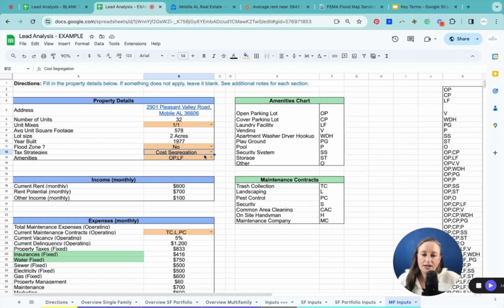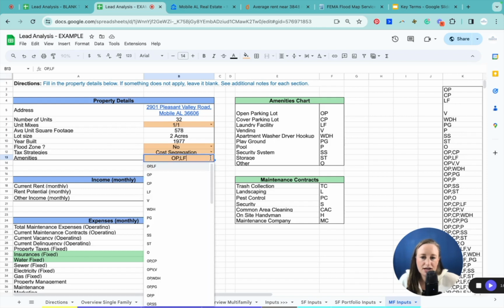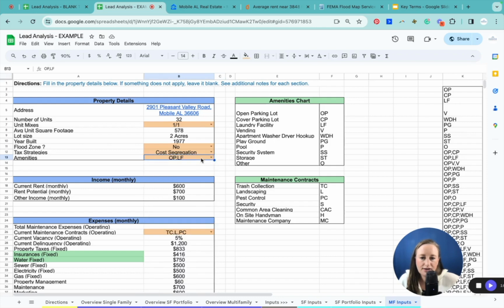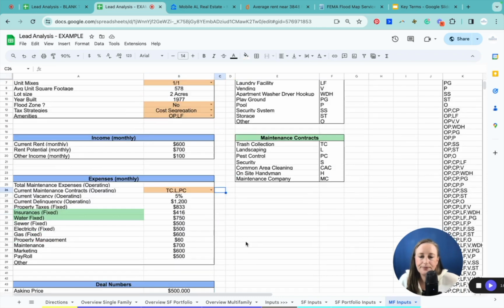For tax strategies, because it's an apartment building, we would definitely be using cost segregation for this one. And then the amenities. Whenever you're buying an apartment complex, it's usually going to come with some amenities. So I put over here a common amenities chart that will just help you take note of what amenities are available on the property, and you just add these codes here. So here we have an open parking lot and a laundry facility. So I added those codes in to our spreadsheet.